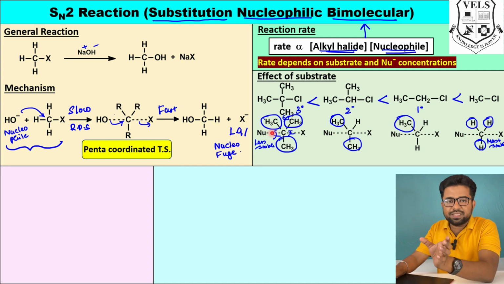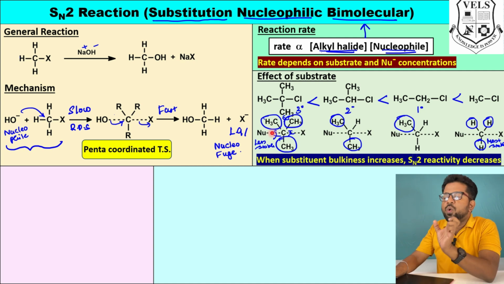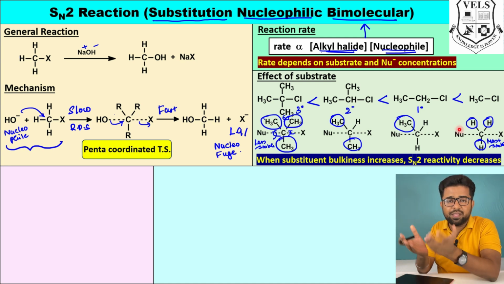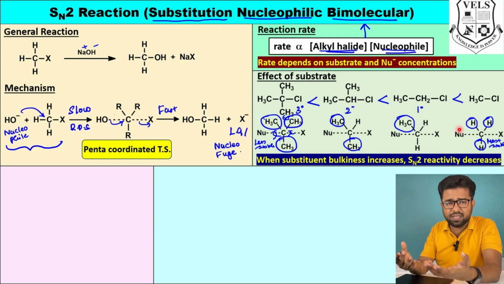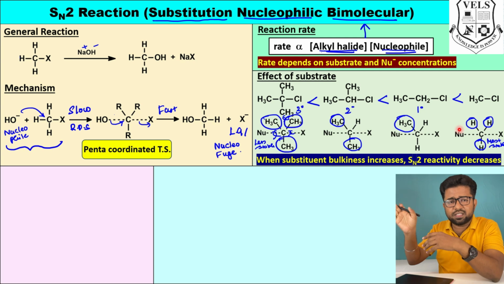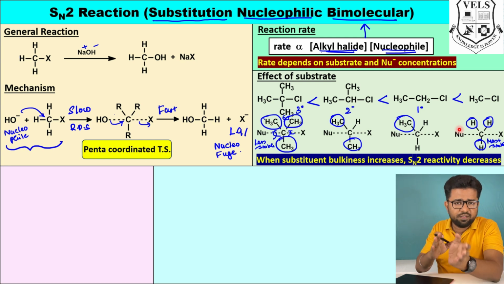So this can be given as a statement: when the bulkiness of the substituent increases, SN2 reactivity decreases. That means when you add a bulky group to a molecule, the SN2 reaction will decrease. The reason is, when the bulkiness increases, there will be repulsion in the transition state, and as a result the SN2 reactivity will decrease.